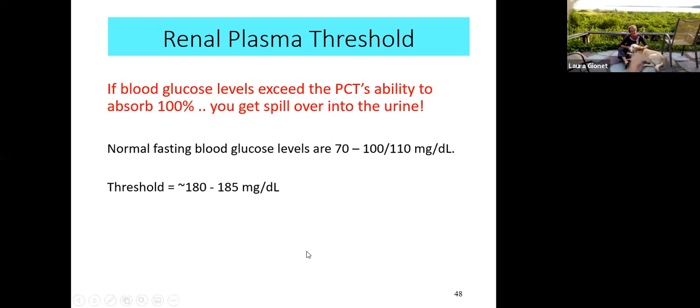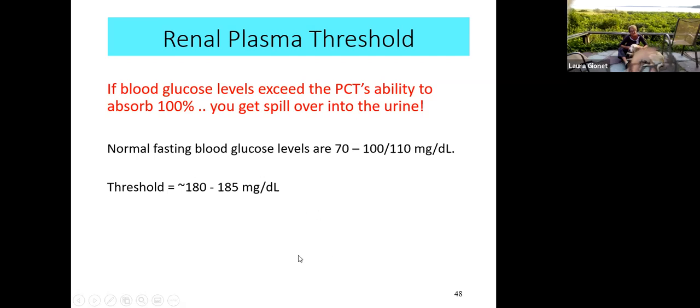Okay, so let's talk about renal plasma threshold, because this is a really good concept for you to understand as well. If blood glucose level exceeds the PCT's, the proximal convoluted tubules', ability to absorb 100%, you will get spillover into urine. All right, so what do we mean by that?